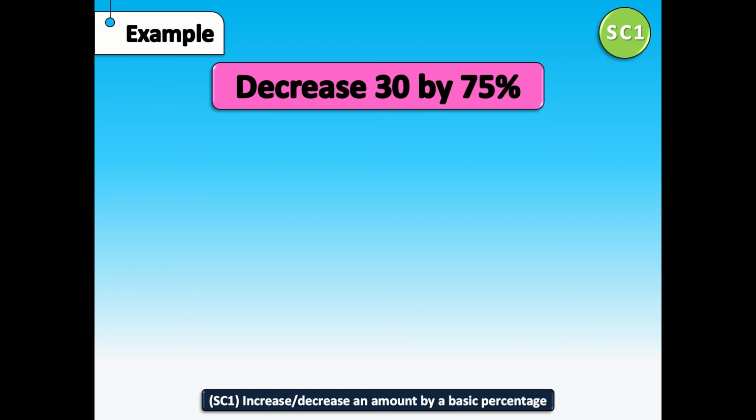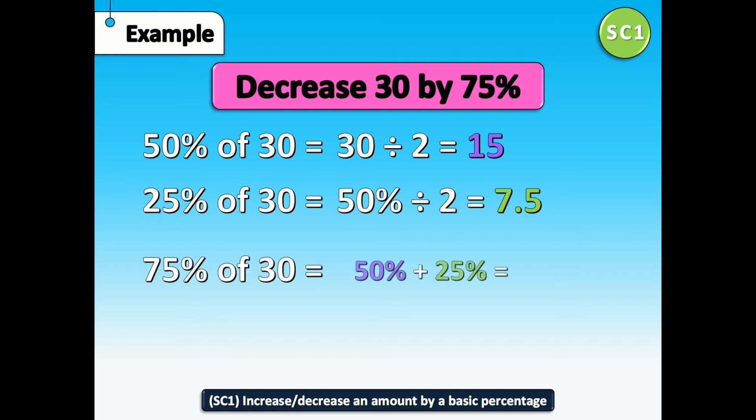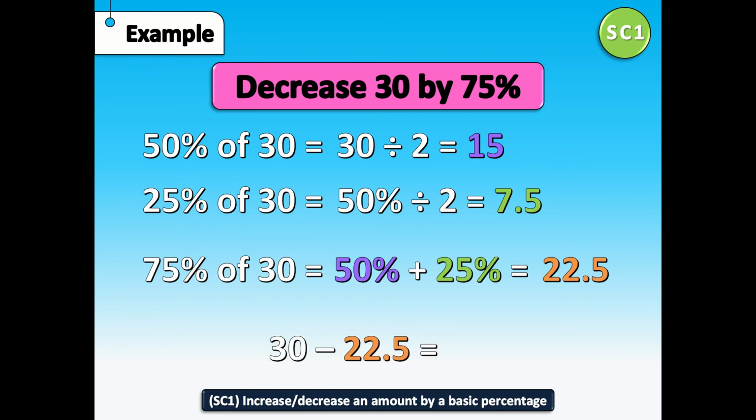For this question, we want to decrease 30 by 75%. So we can work out 75% by finding 50% and 25% and adding them together. So 50% of 30 would be 15, and 25% of 30, if we half 50%, would be 7.5. So 75% would be those two added together. So 15 plus 7.5 is 22.5. Now this time we're decreasing by 75%, so we need to take it away. So we do 30 take away 22.5. So our answer is 7.5.